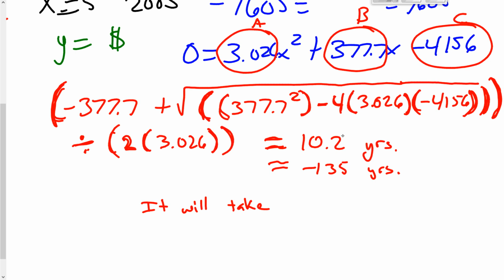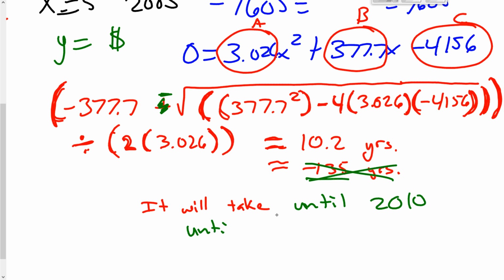Press enter, and I got 10.2 years. Since it's plus or minus, I would have to come back through, erase this, put a negative, and do it again. That's where I got approximately negative 135 years, which you can't have, negative years, so that one doesn't matter. So it will take about 10 years, until 2010, to reach $7,605.